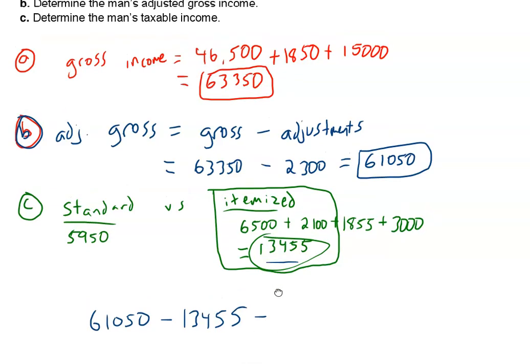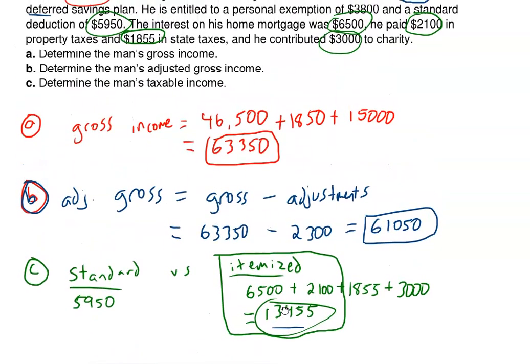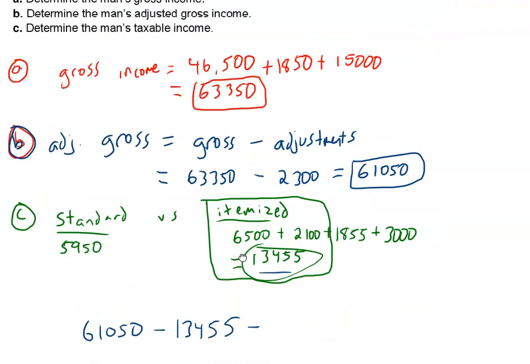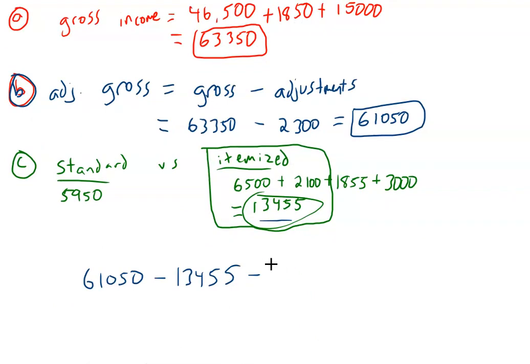Minus, don't forget, there was an exemption up here, right? We have this exemption up here, which I didn't include in the itemized deduction because it was going to be an exemption either way. It's a personal exemption of $3,800. That also gets subtracted off of our income, and that's going to leave me with my taxable income. Whatever dollar amount I have here is what my tax will be based on.